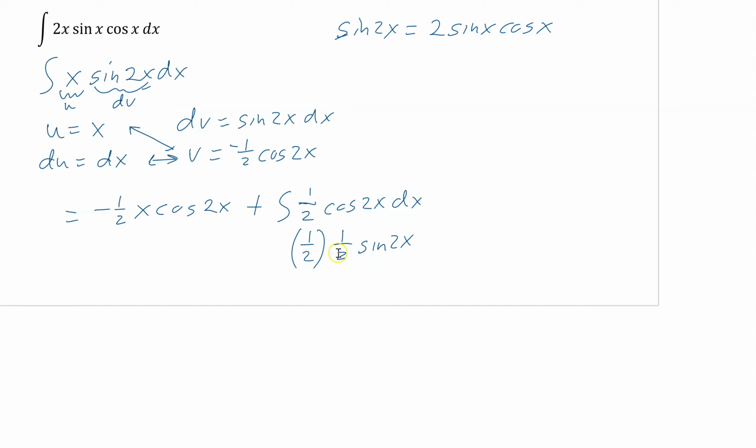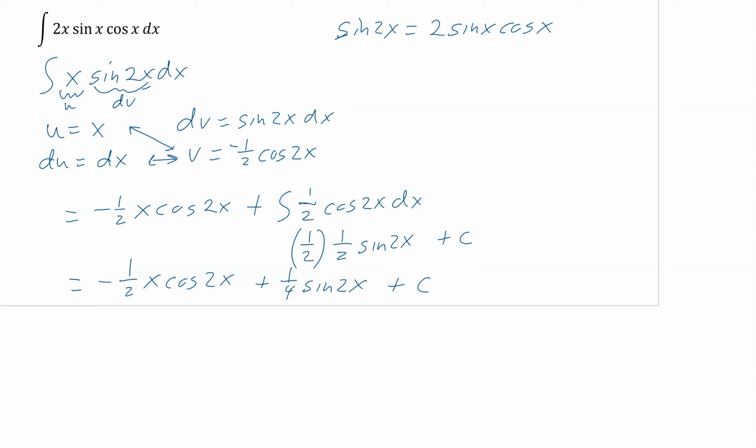And then we check this: the derivative of sine 2x would be cosine times 2, so that's a half. Works perfectly. Put our plus c. So we end up with negative 1/2 x cosine 2x plus 1/4 sine 2x plus c.